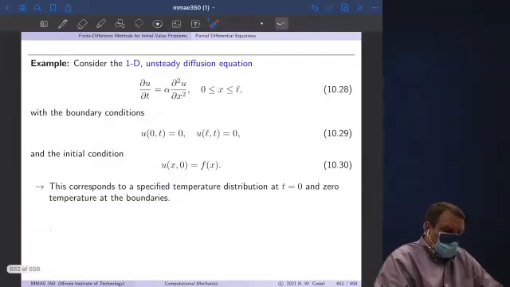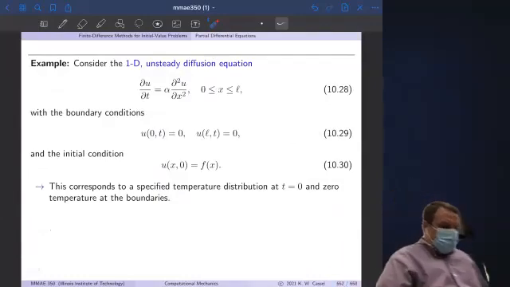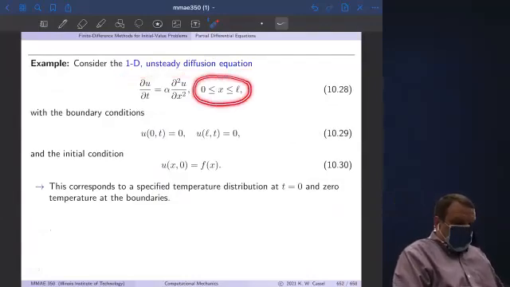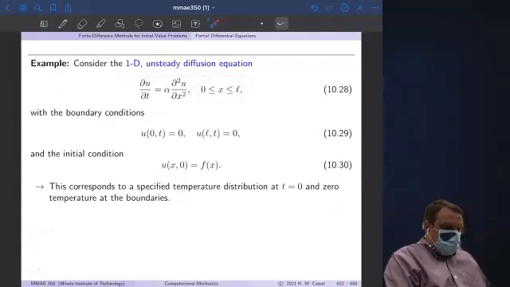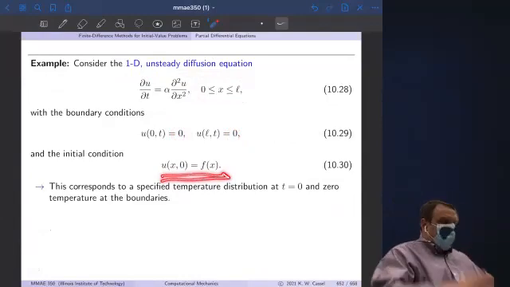Okay, so that's important. All right, let's do it. We'll finish up with a couple of examples and then we'll be done. So let's look at the 1D unsteady diffusion equation, the equation that we've been dealing with so far. The X domain will be from 0 to L. Let's say that the boundary conditions are 0 at both boundaries, and we have some initial distribution at t equal to 0.